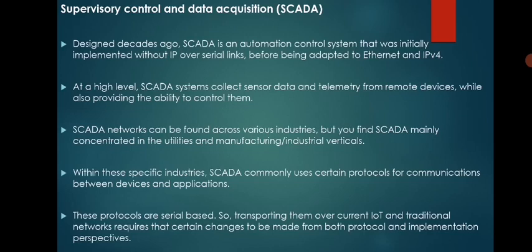At a high level, SCADA systems collect sensor data and telemetry from remote devices, while also providing the ability to control them. The sensor information we receive at the SCADA application server can be used by the server to control them. Let us take an example. Suppose you are trying to control the temperature of a particular room which is enabled with air conditioning, and your target is to maintain 20 degrees. We will have a temperature sensor deployed in that room. Whenever the room temperature drops below 19 or goes above 20, your AC should automatically maintain the temperature of 20.